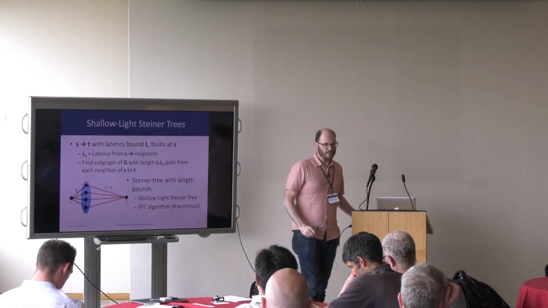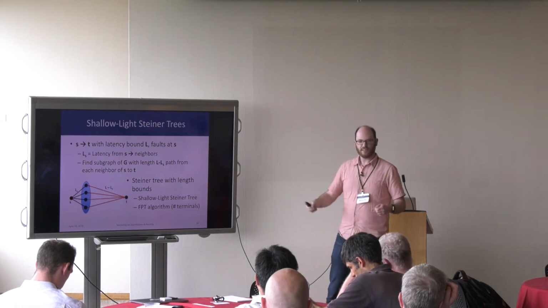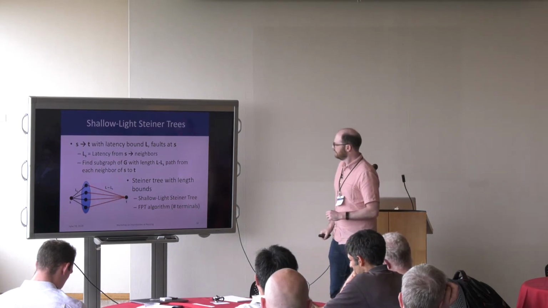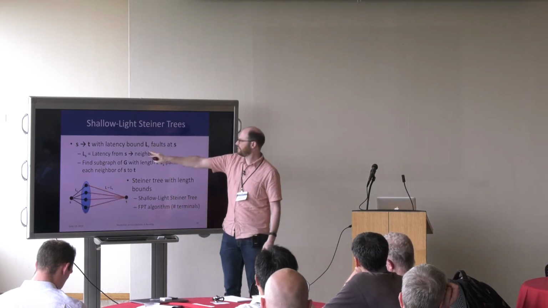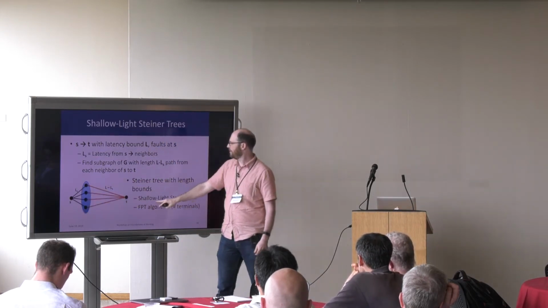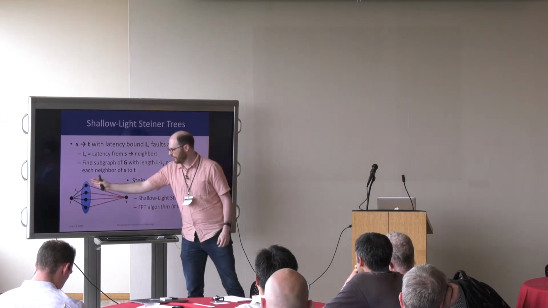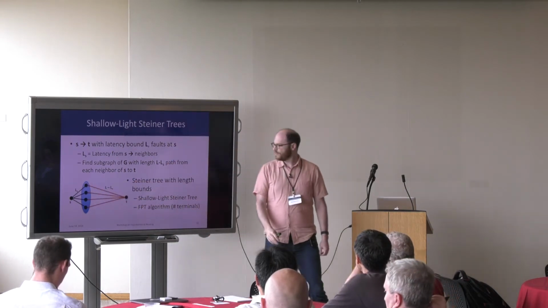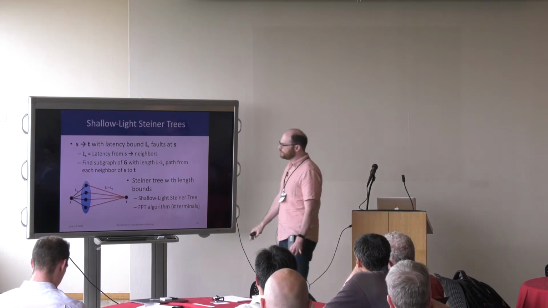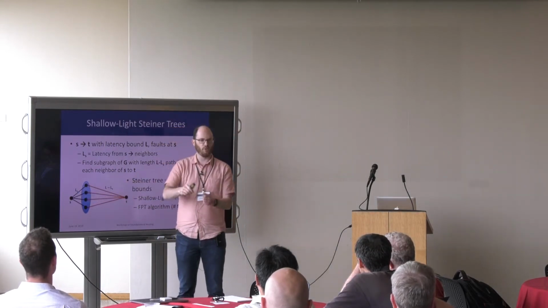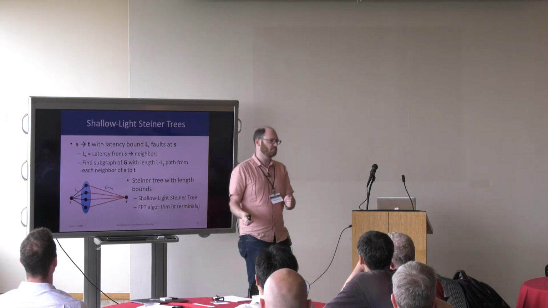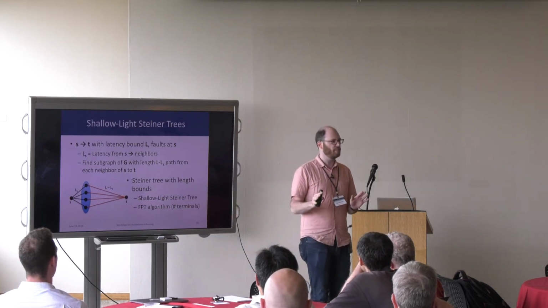So what is that problem? Let's put on our theory hats, or at least our defining-problems hats. Suppose I have this failure at the source. S is my source, I have a latency bound L, and I have some kind of weird faults going on around the source. Let's make a simplifying assumption that the distance from the source to all of its neighbors is the same. Not true, but close enough maybe.